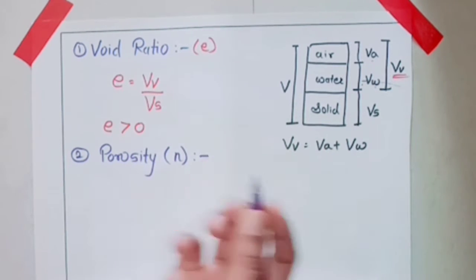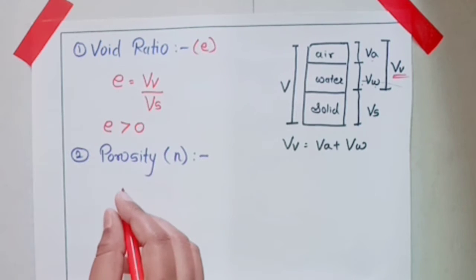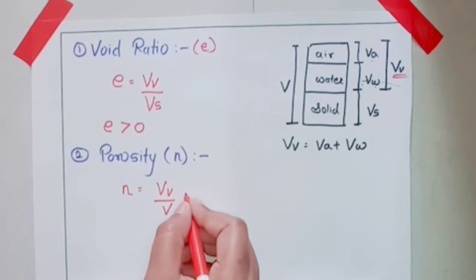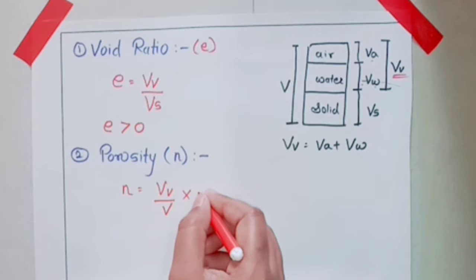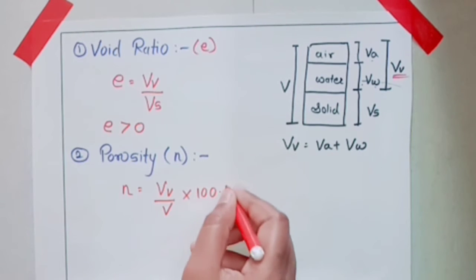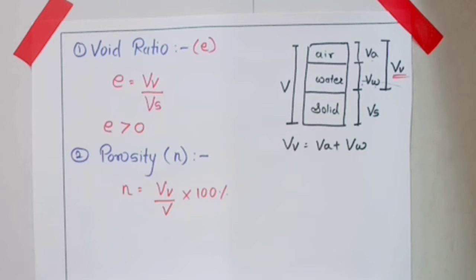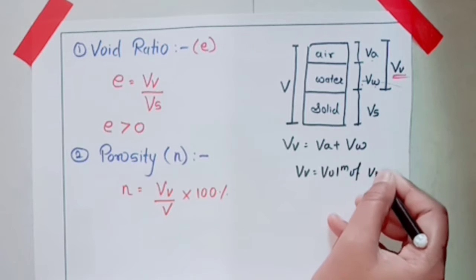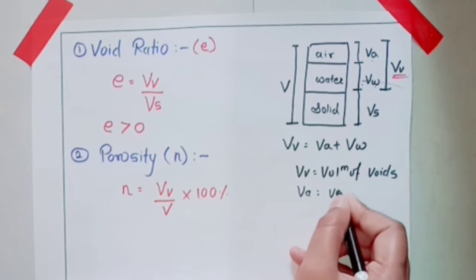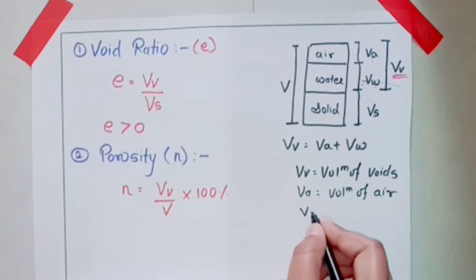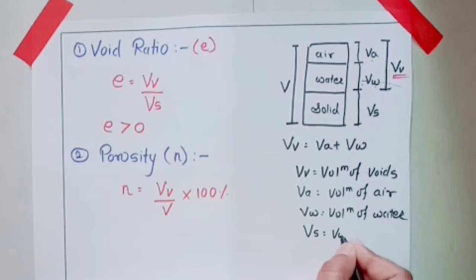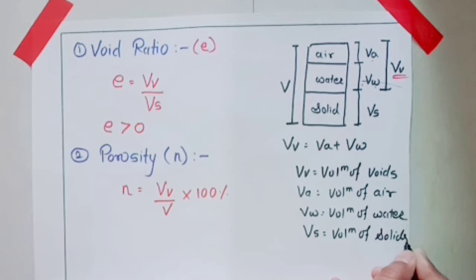Okay, then second is porosity. Porosity is denoted by small n, and the formula is n equal to volume of voids upon total volume, that is V, and it is calculated in percentage, that's why into 100. Okay, then I will write here what is VV, volume of voids, then VA, volume of air, VW, volume of water, Vs, volume of solids, and V, that is total volume of soil sample.